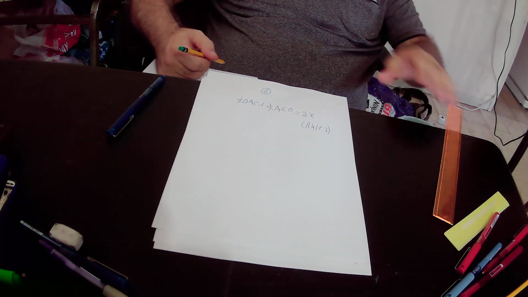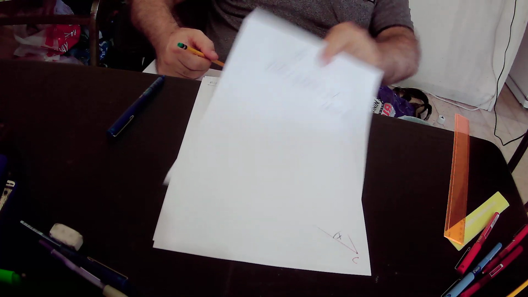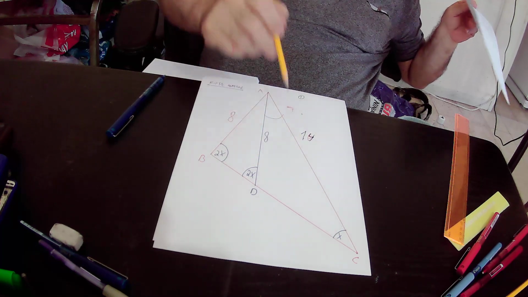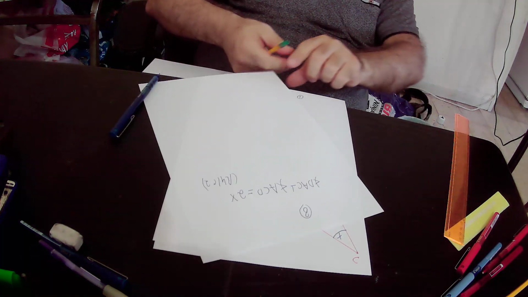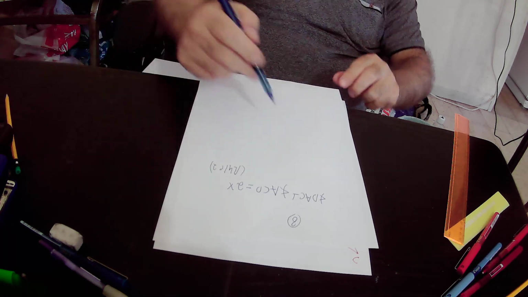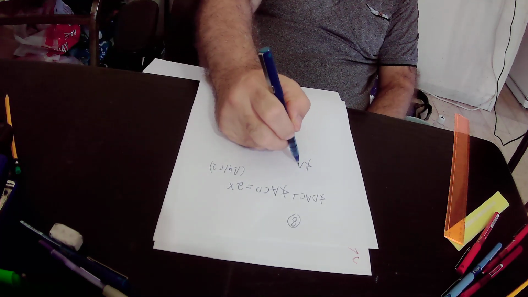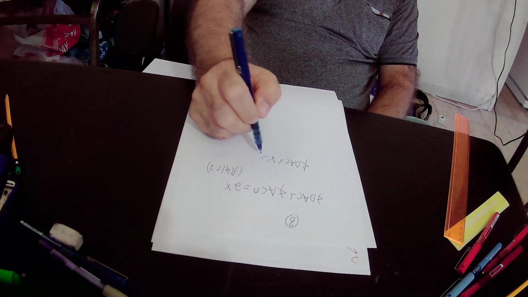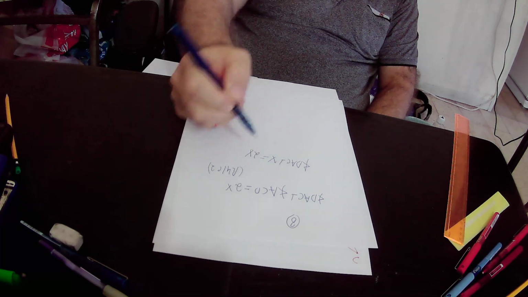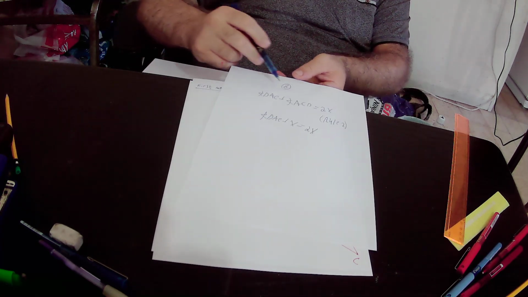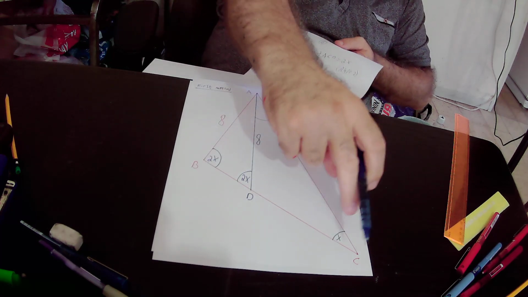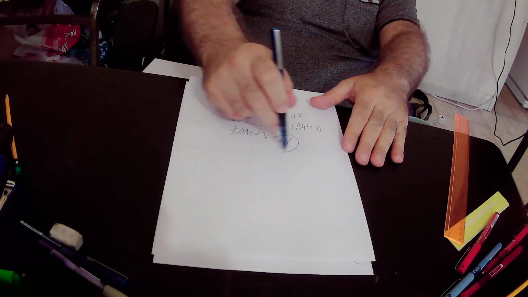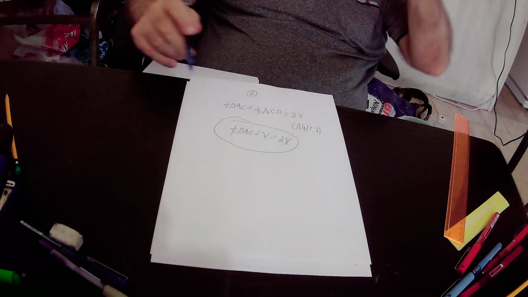Okay, so what is angle ACD? Angle ACD equals x. So we can write down that angle DAC plus angle ACD, which is x, equals 2x. Okay, we substituted angle ACD by x because angle ACD equals x. We got this equality that angle DAC plus x equals 2x.